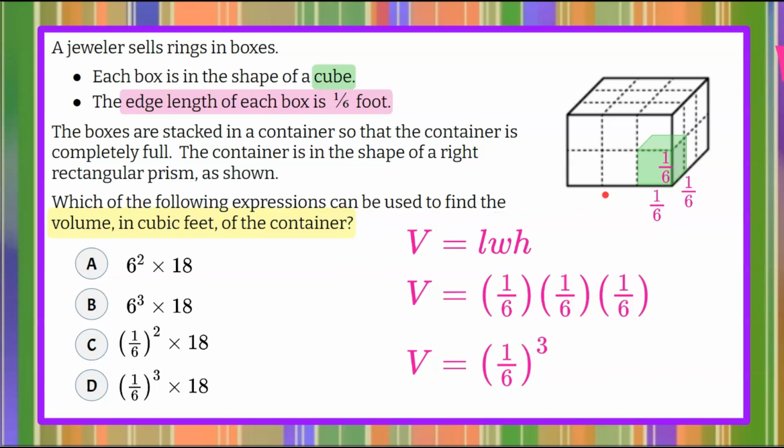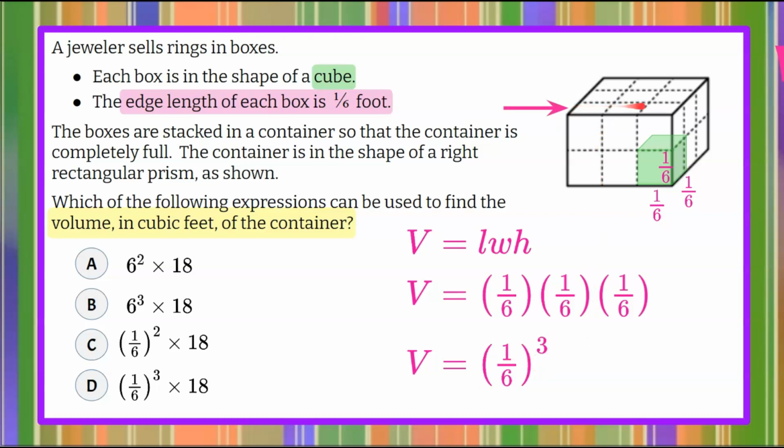So the next thing I need to know, because now this tells me that one cube inside the container has this volume, is how many ring boxes are in the container, to know how many times we're going to multiply this volume. All right, here we go.